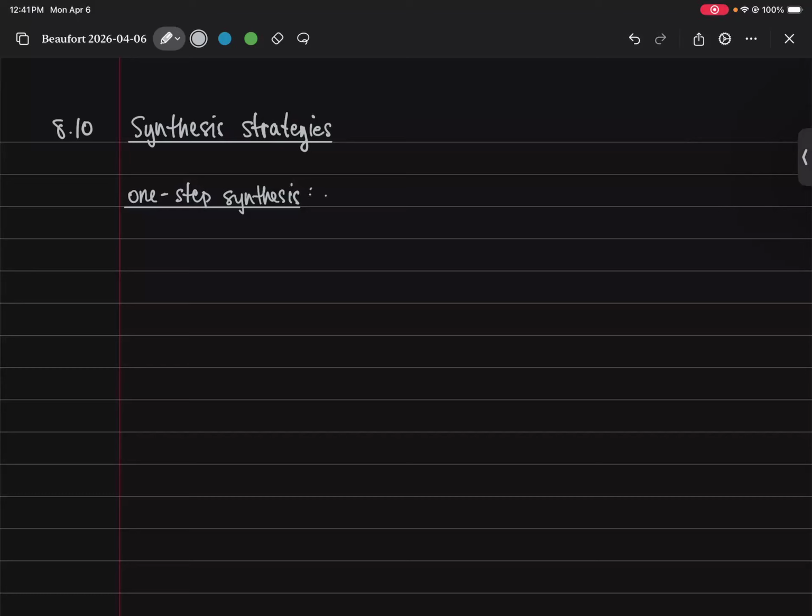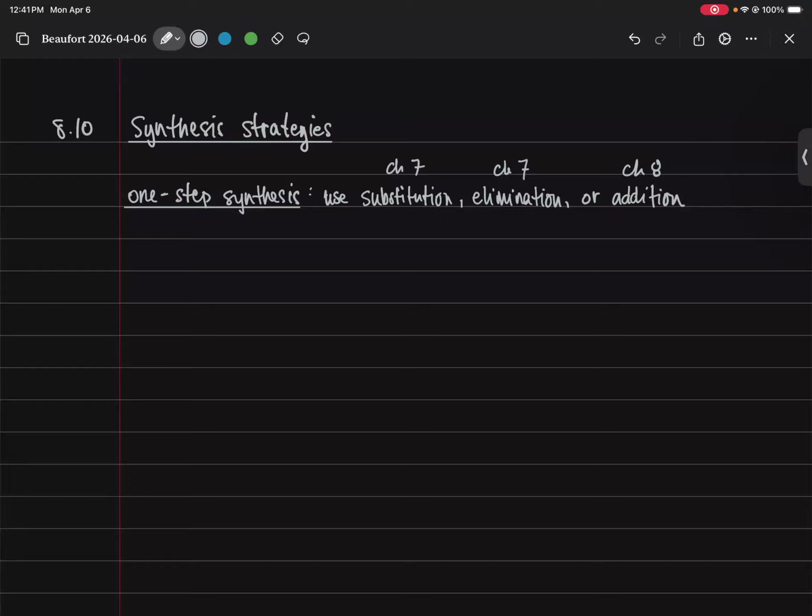So for this sort of thing, we're either going to have a substitution, an elimination, or an addition. Those are the only kinds of reactions we've talked about so far. So substitution, that was chapter 7. Elimination, also chapter 7. And then addition is the stuff that we just talked about. The exception being ozonolysis, which is kind of its own weird thing, but it goes in with chapter 8.